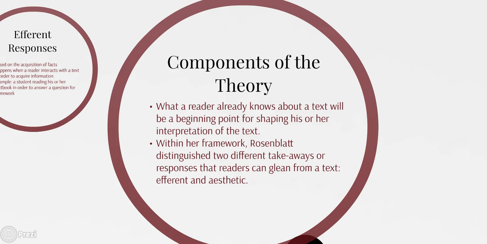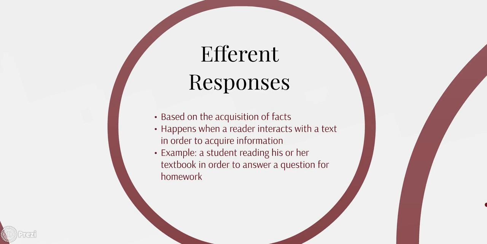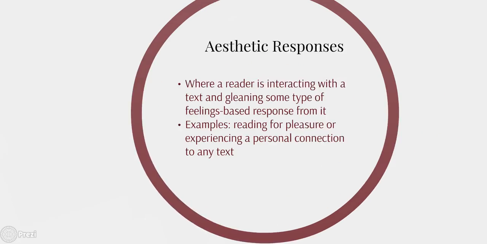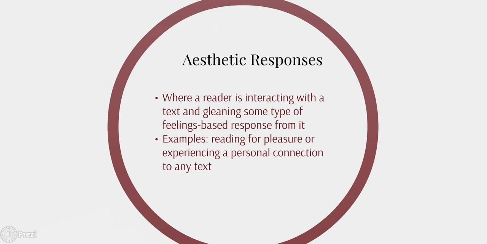Now, there are two different responses that students can have to a text. Efferent responses are factual, so it has everything to do with just getting information out of a text. So a student does required reading in order to answer some questions for homework. That is a total efferent response. Now, they don't have to be mutually exclusive.